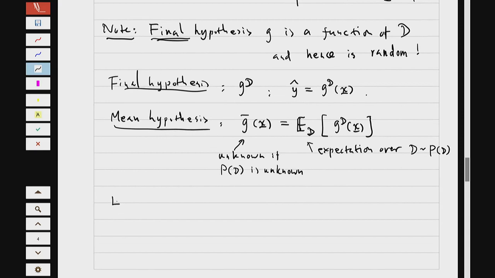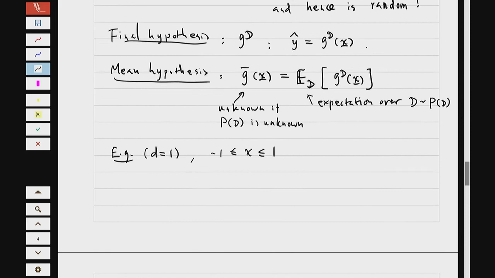Let's look at a quick example, a very simple toy example. First of all, the dimension d equals 1, one-dimensional space, and we assume that the range of our data points is between -1 and 1. Then we have an unknown target function.